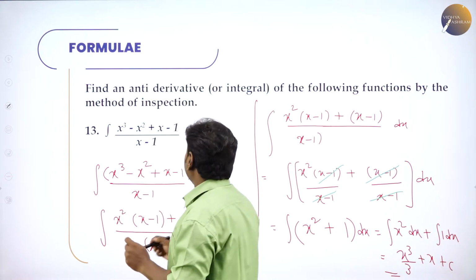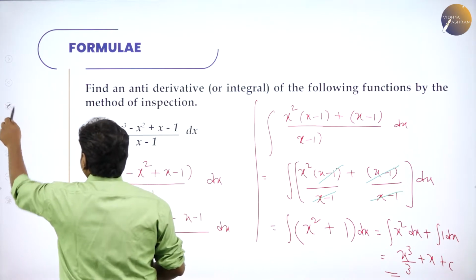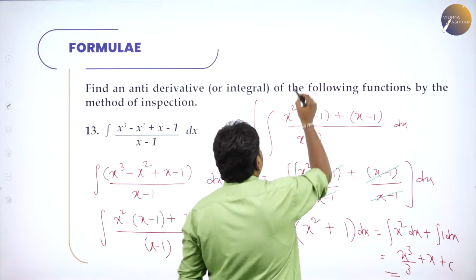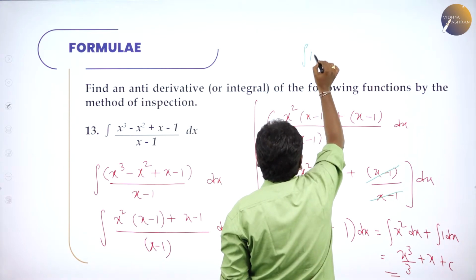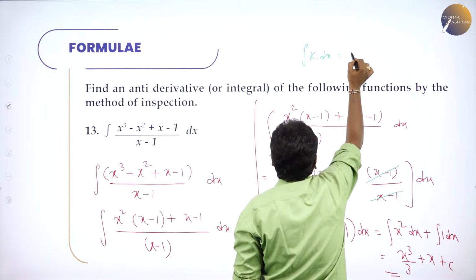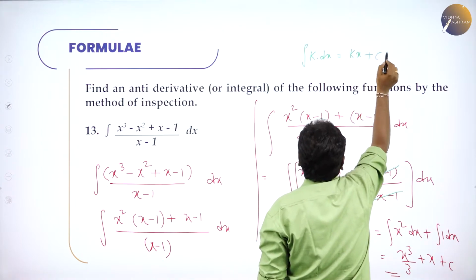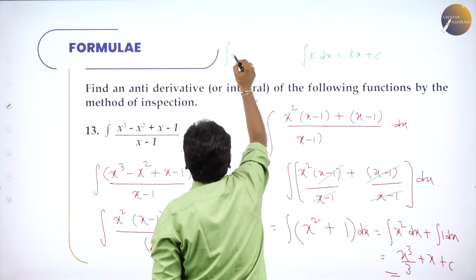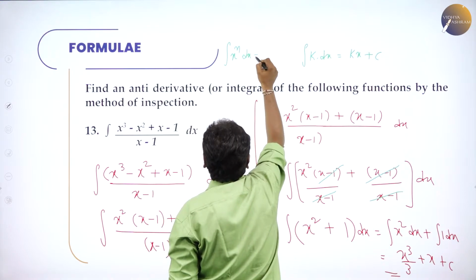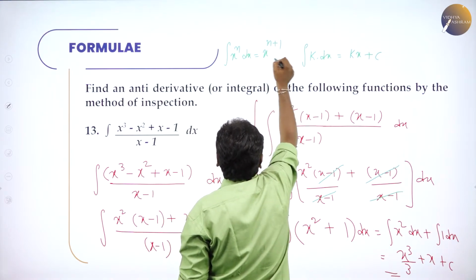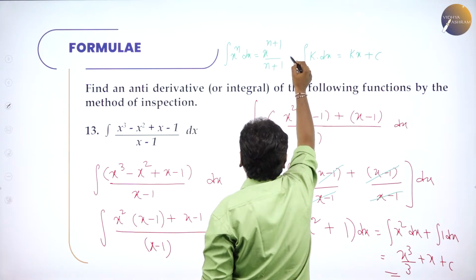And we used only two formulae. What are the two formulae we used? Formula 1, I used integration of k dx. Integration of constant into dx is kx plus c. And we used integration of x power n dx, which is x power n plus 1 by n plus 1 plus c.